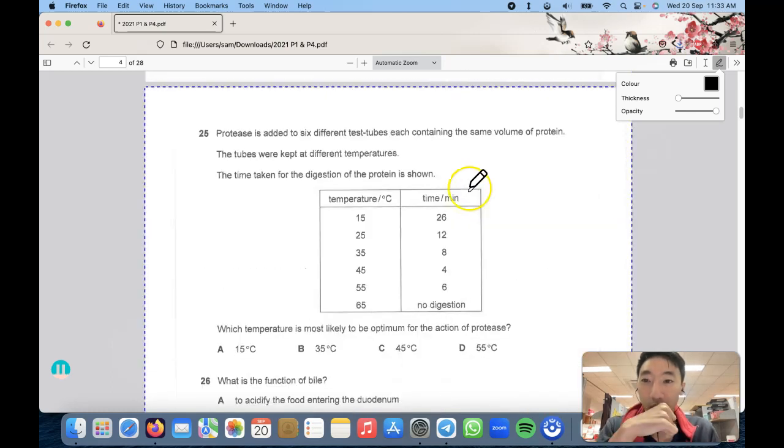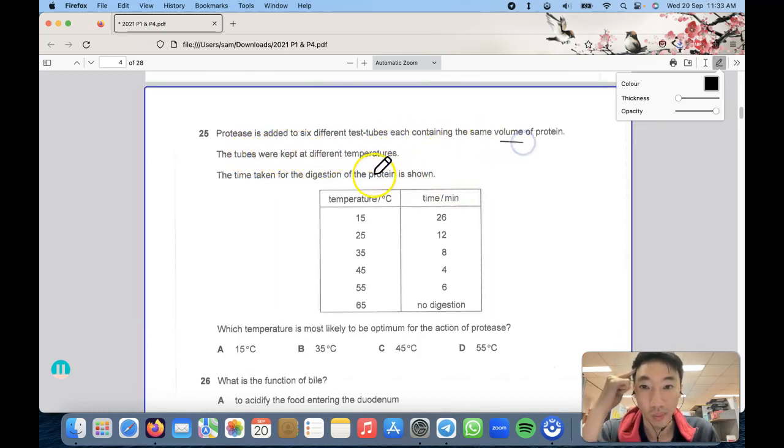Okay, so 25. Protease is added to 6 different test tubes, each containing the same volume of protein. The tubes were kept at different temperatures. The time taken for the digestion of the protein is shown.